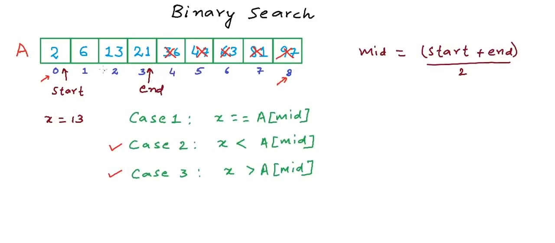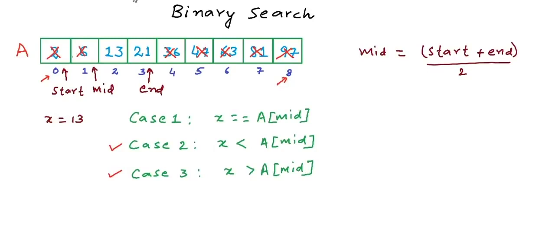Now we again find out the middle element in this reduced search space. So here the middle element will be (3 + 0) / 2. If we take only the integral part, (3 + 0) / 2 would be 1.5, and if we take the integral part, the middle element would be index 1. Once again, is it equal to x? No, 6 is not equal to 13. Is x less than the middle element? Is it case 2? No, it is not. X is greater than the middle element. So this time we discard the middle element and all the elements towards its left.